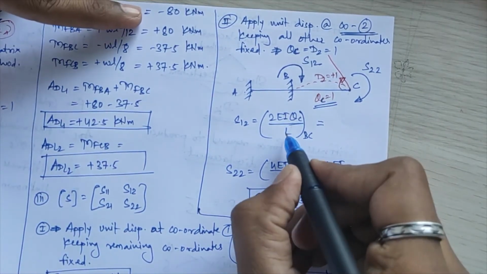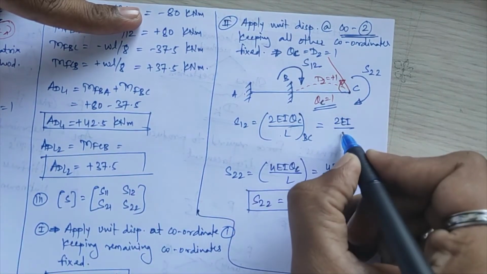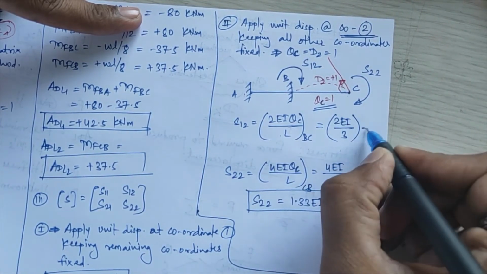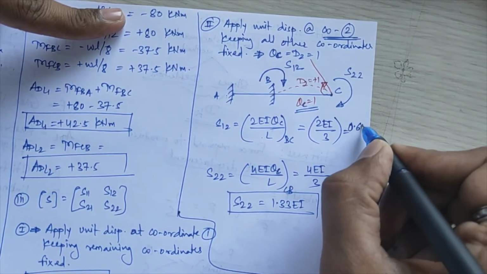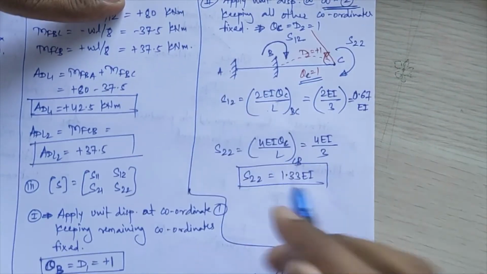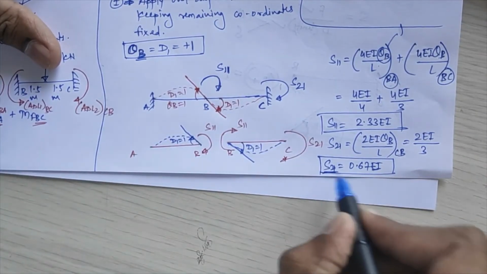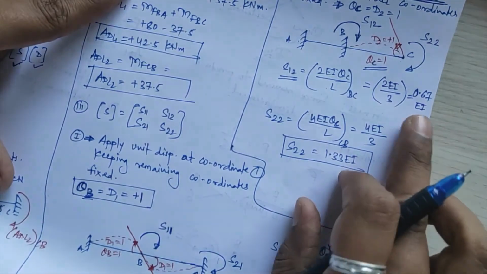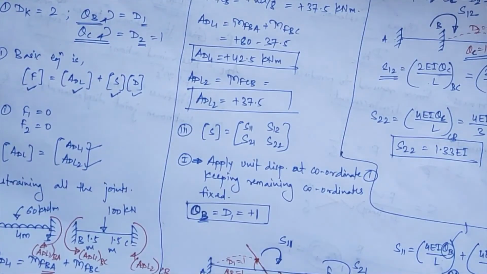sorry, your BC is 2EI theta is again 1 divided by length of BC, which is 3. So this will become 2 by 3, that is 0.67 of EI. Now you see your S12 value should match with your S21 value. Check, here you are getting 0.67, here also you are getting 0.67. Okay, your analysis here is going in the correct direction. So all the values I have got now.